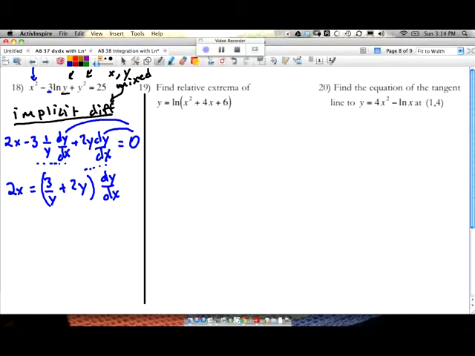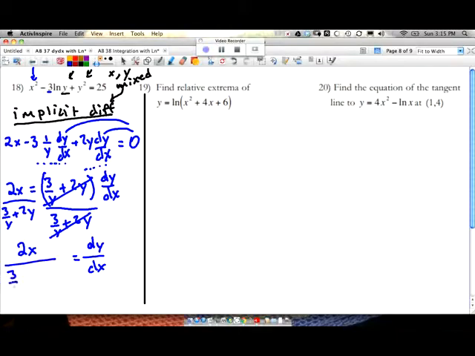Now I really just need to divide by this big complex term here, which would really be 3 over y plus 2y. I've got to divide by that on both sides. Now I have dy dx equals 2x over 3 over y plus 2y.